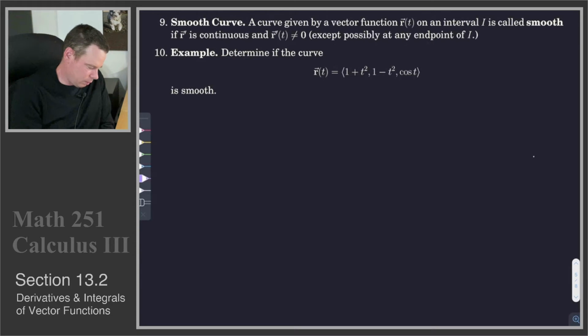Let's check. Is this curve smooth? Is it a smooth curve? Well, we'll go ahead and compute its derivative. That's 2t, negative 2t, and negative sine t.